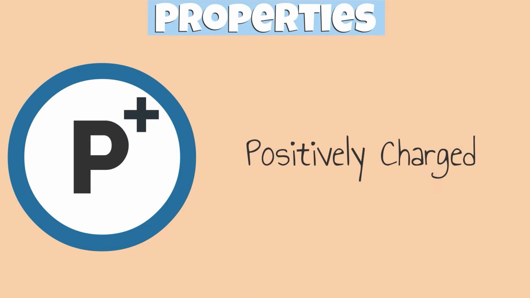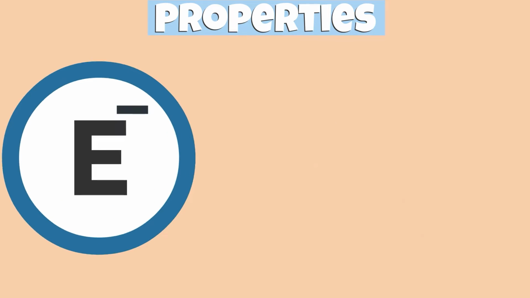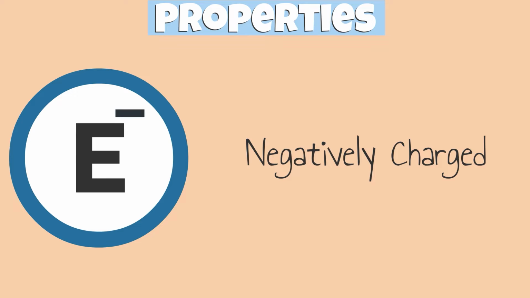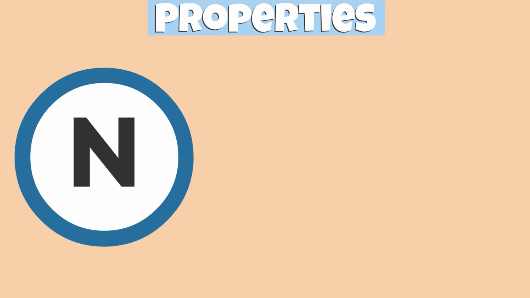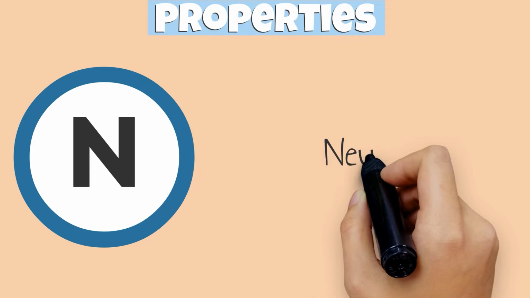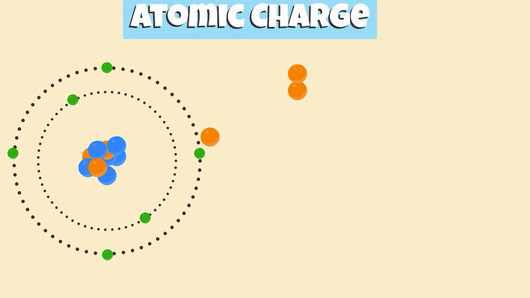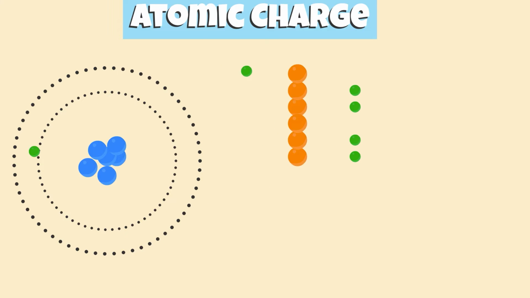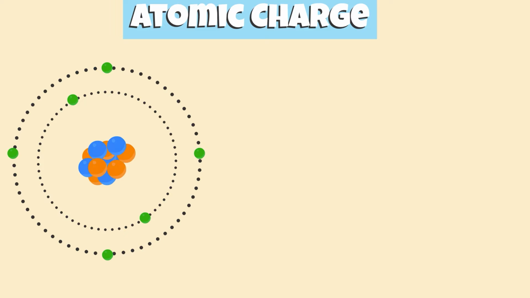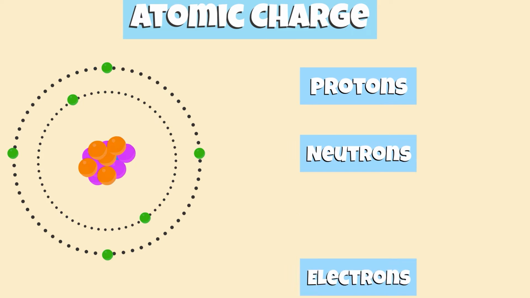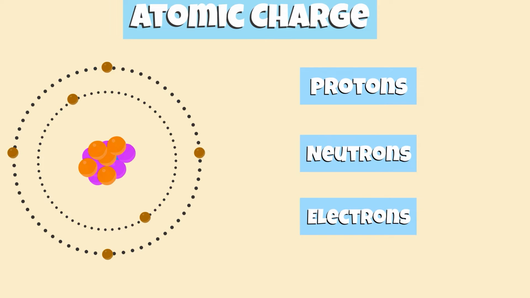Protons are positively charged particles, and electrons are negatively charged particles. Neutrons do not have a charge and are neutral. That's why they're called neutrons. The number of protons in a nucleus matches the exact number of electrons orbiting around the nucleus. The number of protons, neutrons, and electrons in an atom determines the properties of the element.